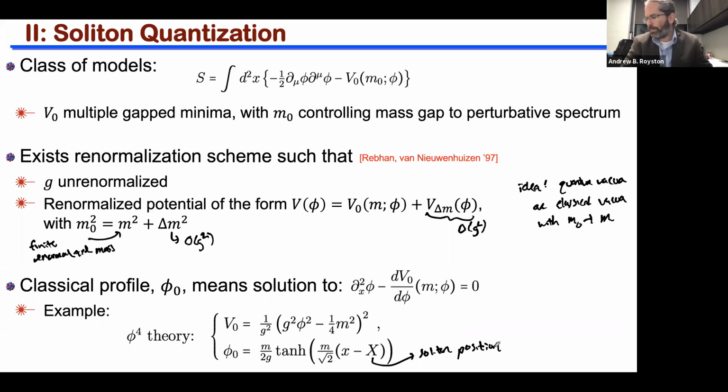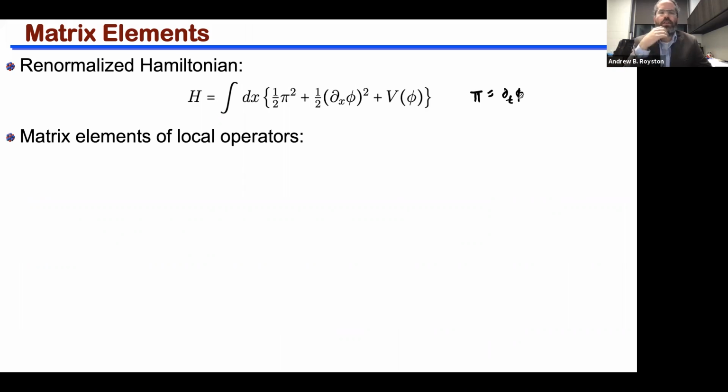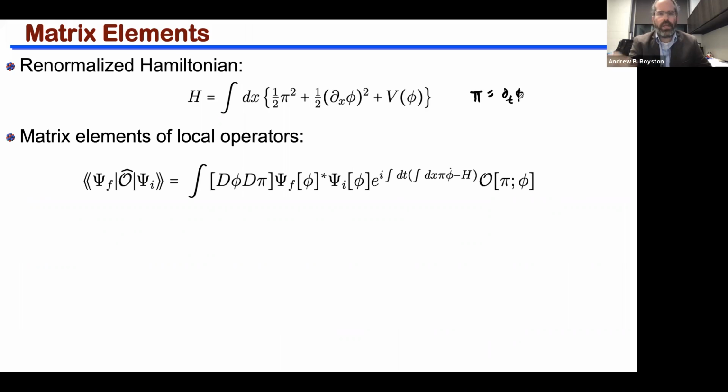Okay, so with that, we can then construct the renormalized Hamiltonian. Here, pi is just dt of phi. And using that, we've got our kind of standard expression for matrix elements of local operators in this quantum field theory in terms of the Feynman phase space path integral.